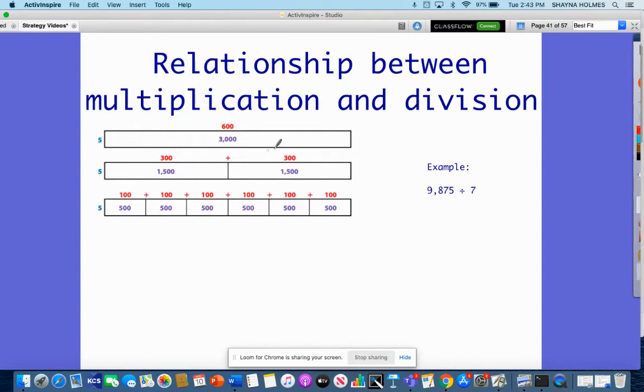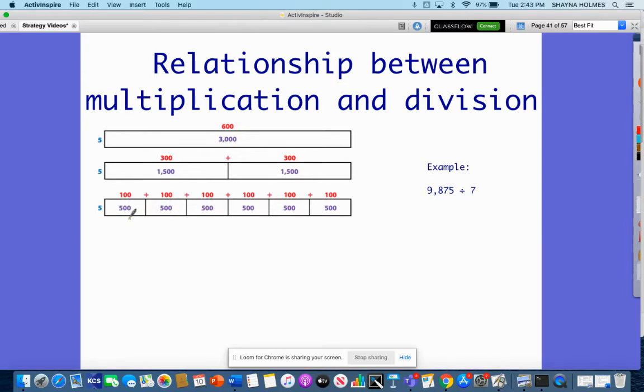Now, some different strategies: if you're not sure how to find this answer, you can break this down into an easier problem. So 3,000, since it's an even number, it can be broken in half into 1,500. And I do know that 5 times 3 is 15. So if 5 times 3 is 15, then 5 times 300 would give me 1,500.